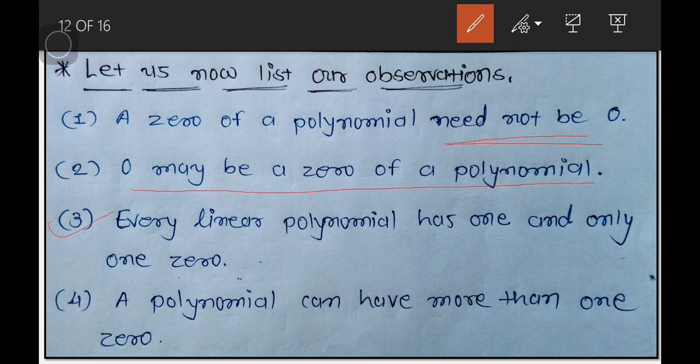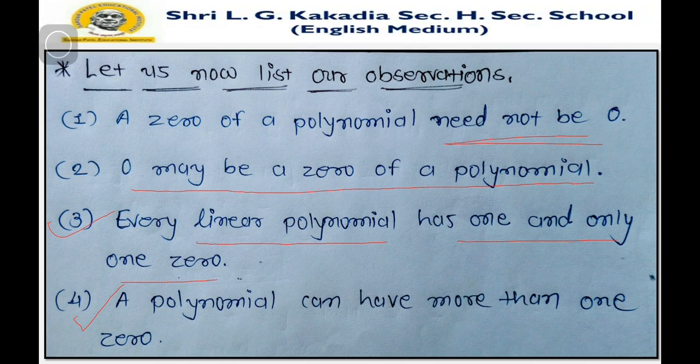Third one, every linear polynomial has one and only one zero. That we have to note here. And last one is, a polynomial can have more than one zero. So a polynomial may have more than one zero. It may have 1, 2, 3 or more zeros. So these are the things that we have to note in this lecture.